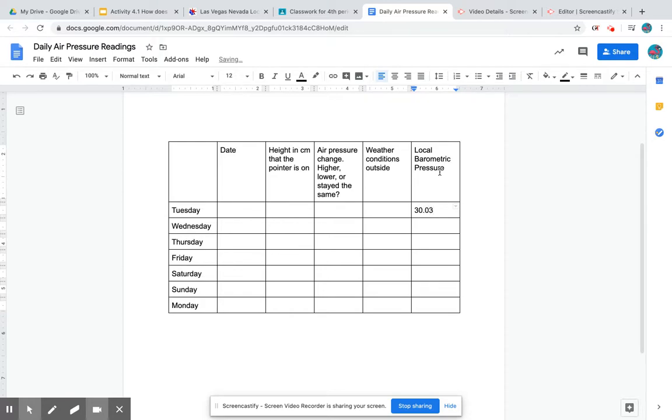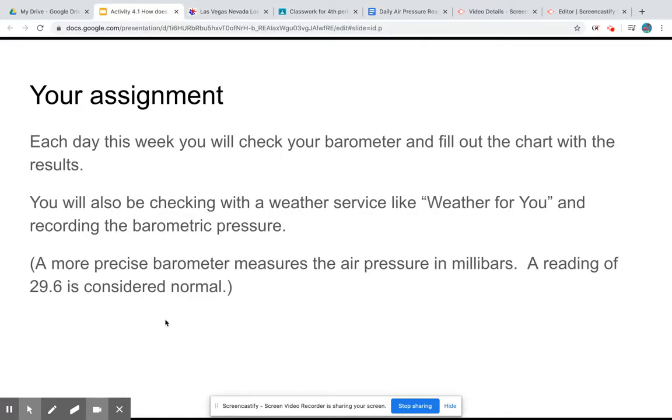That's all you have to do. You don't have to worry about a label on this one. This you must do every day. You can't fudge it. Please don't try.